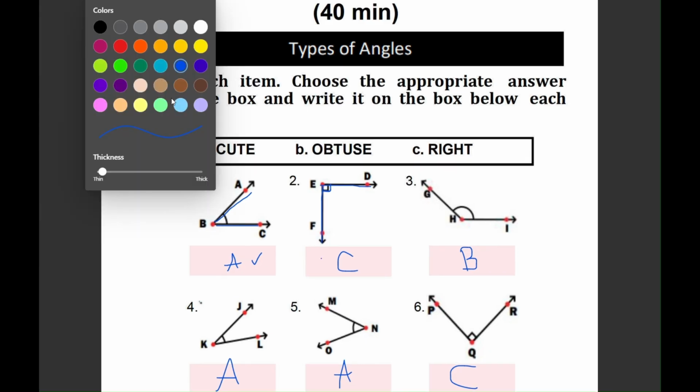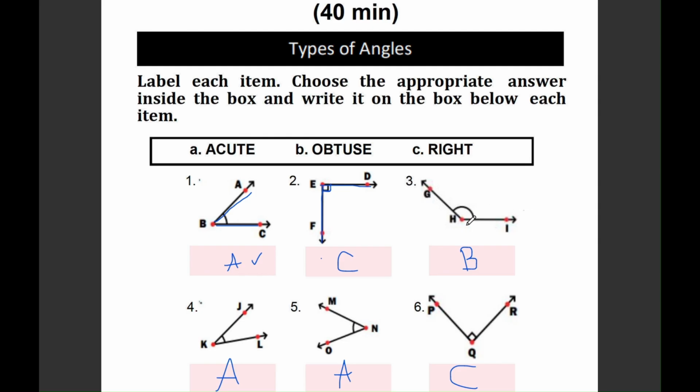Types of angles, number 3. Blank, classify the angle. Options: A, acute; B, obtuse; C, right. Why not A? A is less than 90 degrees. C is equal to 90 degrees. Answer B, obtuse. Formula or reason: 90 degrees is less than the angle, which is less than 180 degrees.